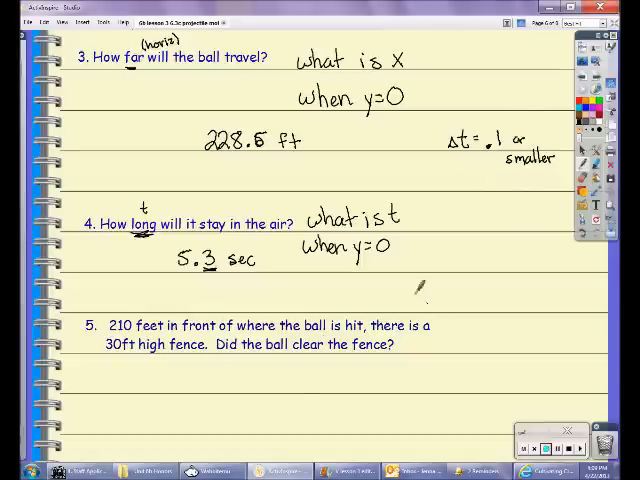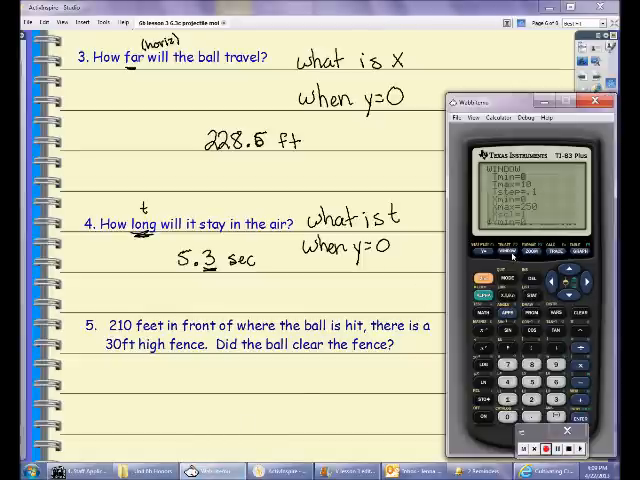You can change that in your window menu. You'll notice I made my t-step 0.1. If you make this t-step larger, your graph is going to get less smooth and it'll take less time to graph. If you make this t-step smaller, if you tried to make it like 0.01, it's going to take forever to graph, but it will be more accurate. I recommend a t-step of 0.1 for most situations.